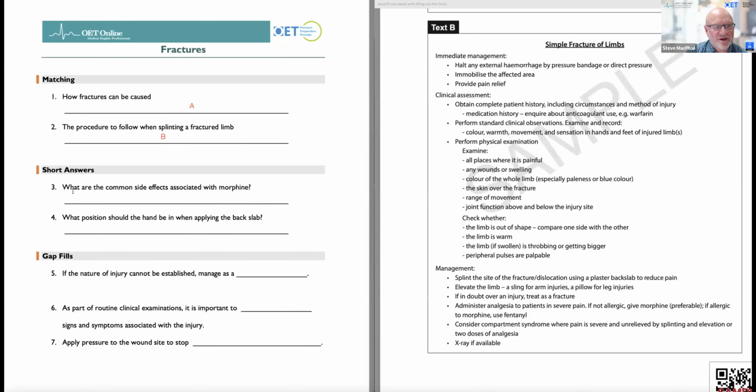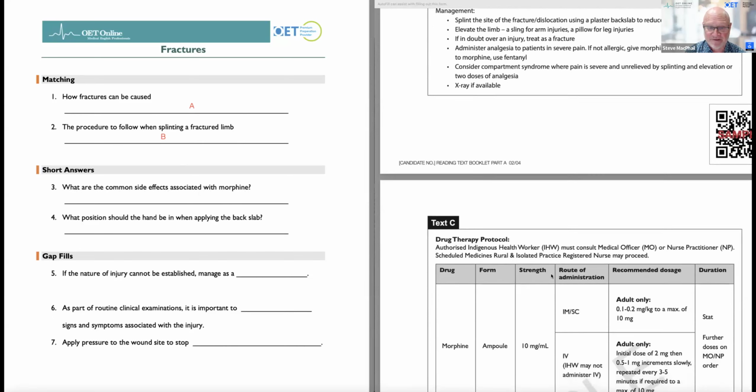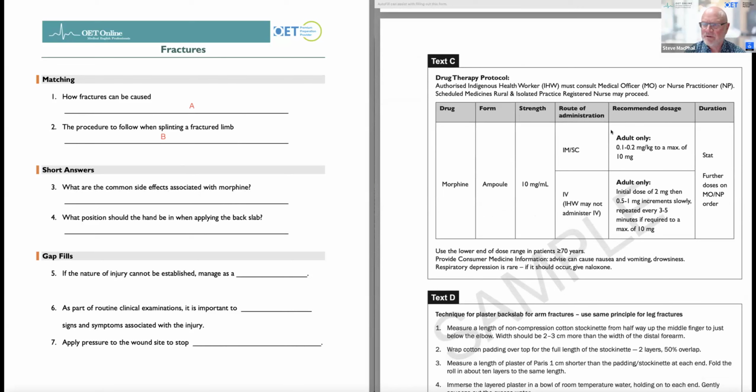So we go to number 3. What are the common side effects associated with morphine? Well, we all know morphine is going to be in text C because that's our medication text. We can go there quickly. Now I've got to find side effects. But if I look along these top headings, nothing mentioned about side effects. So I'm going to go to the bottom, lower end, over 70, provide consumer advice, can cause, there it is, everyone. What are the common side effects?